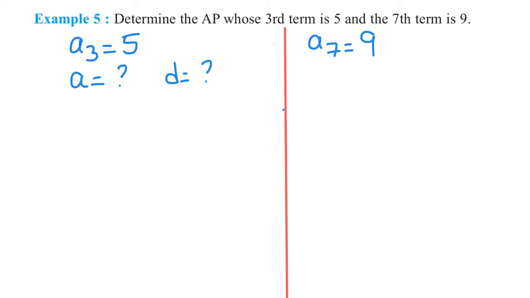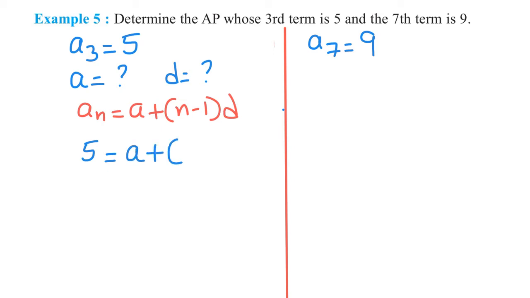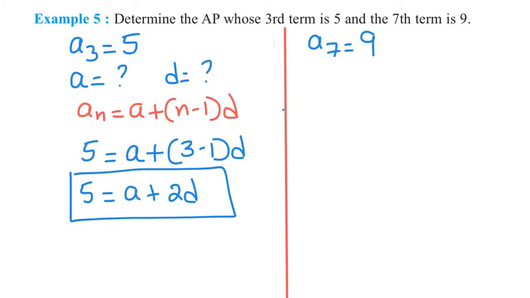We don't know. But we know the formula for the nth term of an arithmetic progression. That is, an is equal to a plus n minus 1 times d. So let's plug into the formula the variables we know. For the third term, a3 is 5, equal to the first term, which we don't know, plus n minus 1, where n is 3, minus 1 times the common difference. So this now is going to be 5 is equal to a plus 2d. This becomes one linear equation.